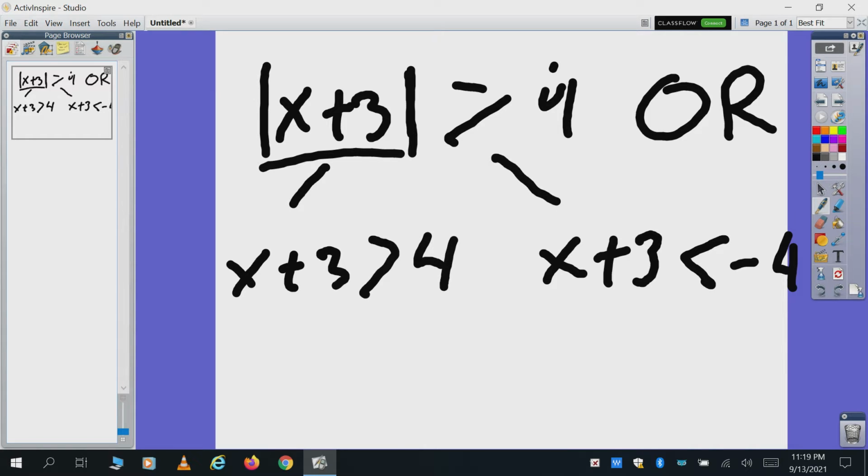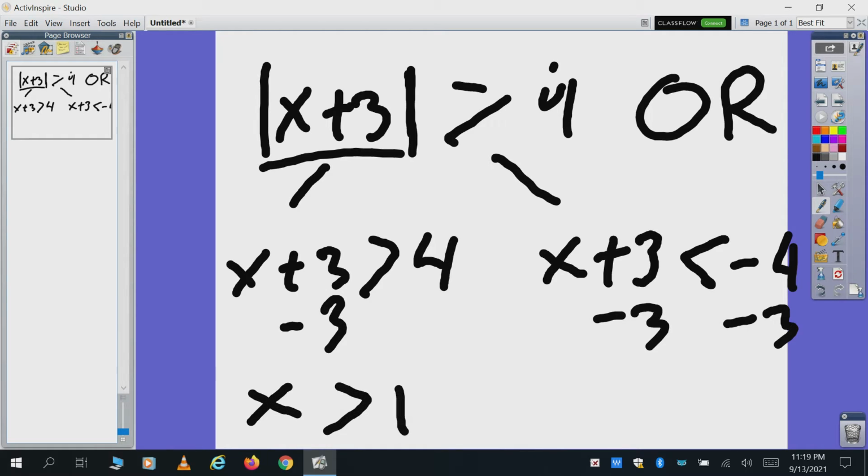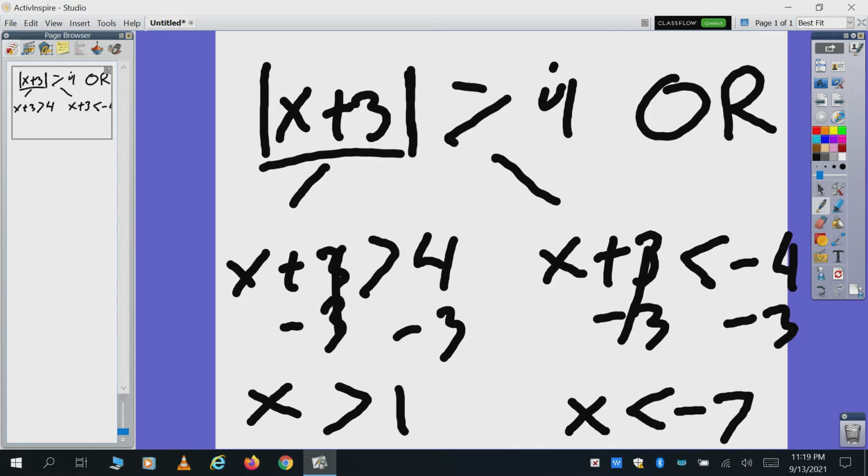Now that I have these two equations here, we're just going to have to solve for x. Basically, every time we solve inequalities, it's always the same thing. You figure out your inequality, you break it down, and once you break it down, you just have to solve for it. So on this side, we're going to have x is greater than 1. On the other side, we're going to have x is less than negative 7. And that's going to be your two answers.